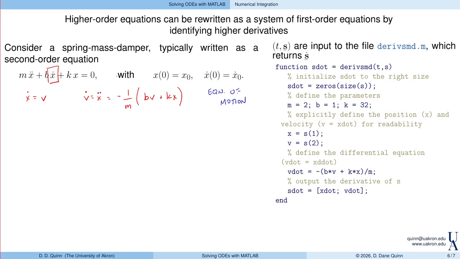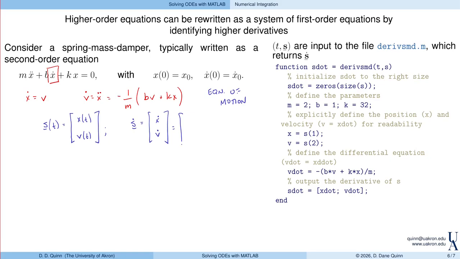I can always express this in matrix form, right? So here, s of t, right, these are my state variables. It's going to be x of t and v of t. Right, so MATLAB is going to solve for these two things separately. And then the equation of motion in first order form is x dot, v dot.